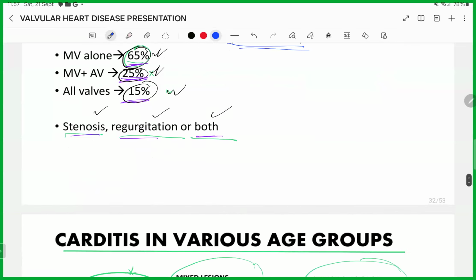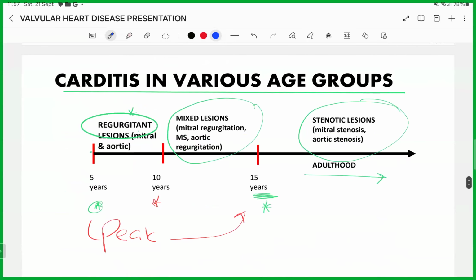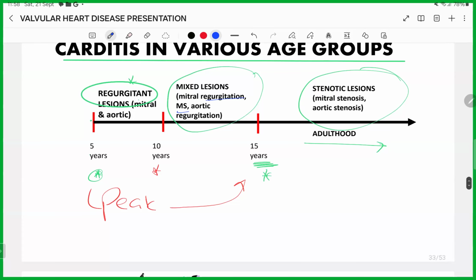And in various age groups, the type of lesions you get differ in rheumatic heart disease. Between the ages of 5 to 10, you mostly get predominantly regurgitant lesions. Between 10 to 15, you get mixed lesions, where you have mitral regurgitation, then mitral stenosis and aortic, and then past the age of 15, you mostly get stenotic lesions. But the most commonly affected age group is 10 to 15 years of age. They're the most affected.